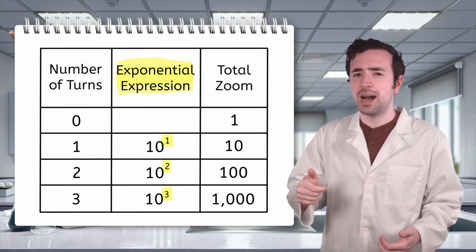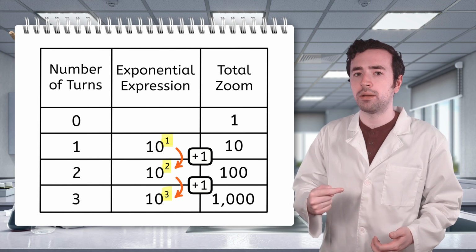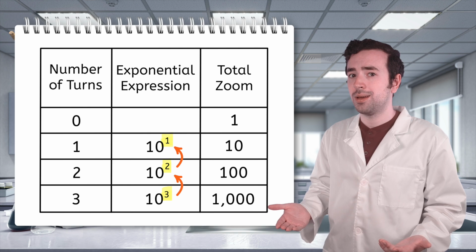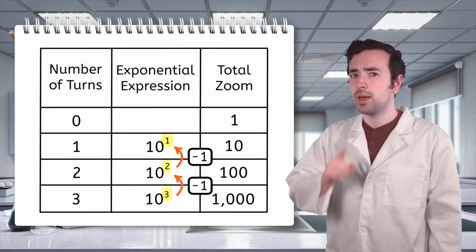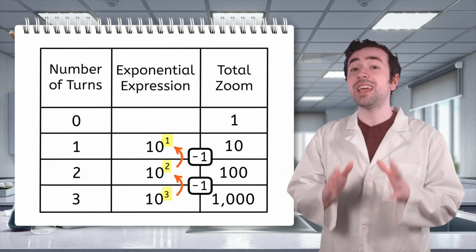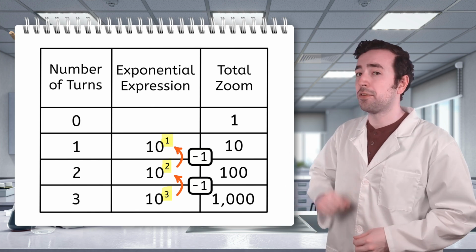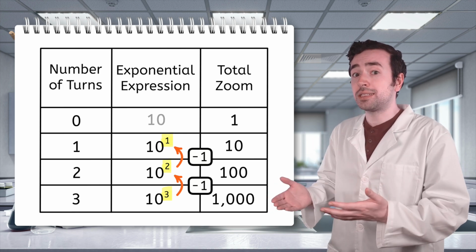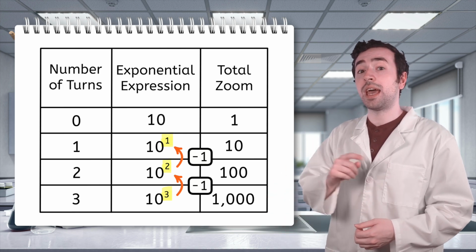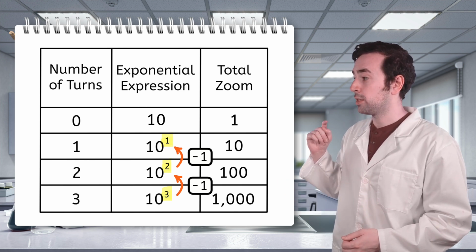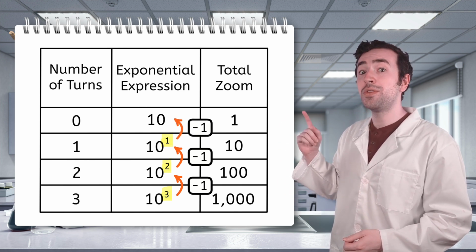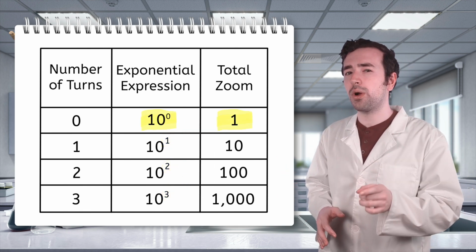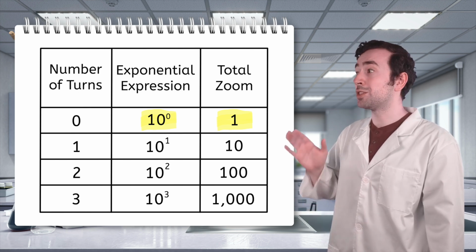Each time we turned the knob, the exponent increased by 1. So working backward up the chart, what happens to the exponent? It decreases by 1. Using this pattern, what do you think the exponential expression should be in the first row? All the expressions had a base of 10, so let's keep that the same. Moving up the chart, the exponents decrease. 3, then 2, then 1, so next is 0. So this expression is 10 to the power of 0, and its value is 1.